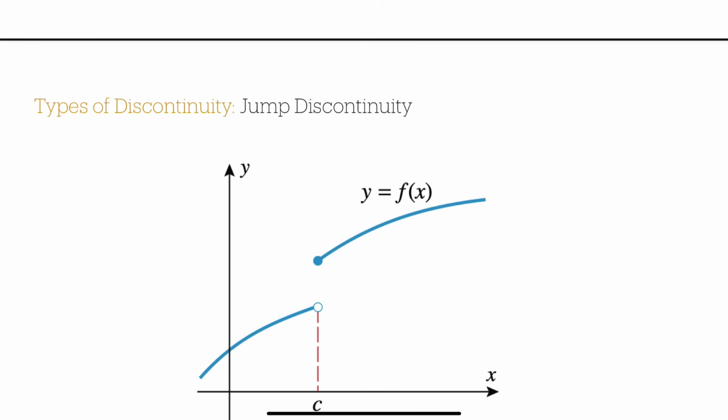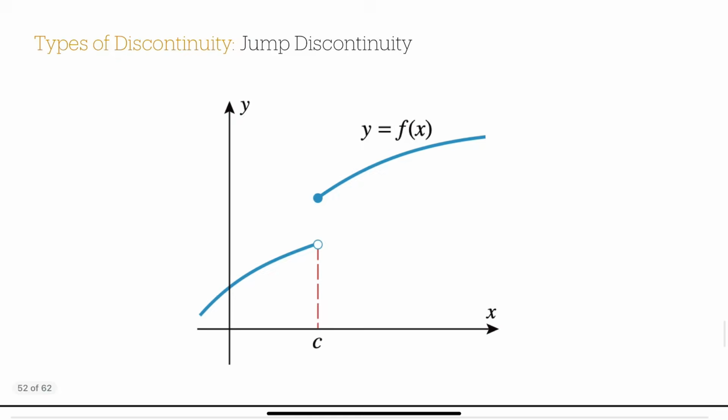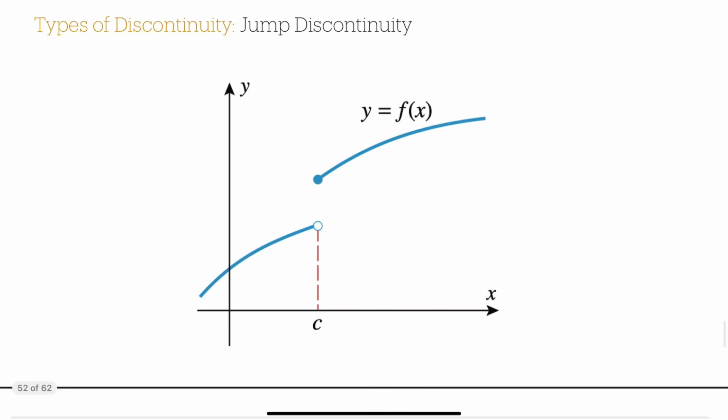The first one is the jump discontinuity. As we can see here, the one-sided limits of f of x as x approaches c both exist but they are not equal. So on this part, this is the limit that the function approaches, but on this other part, this is the limit that the function approaches. Because they are not equal, the three conditions are not satisfied. So this type of discontinuity is the jump discontinuity.